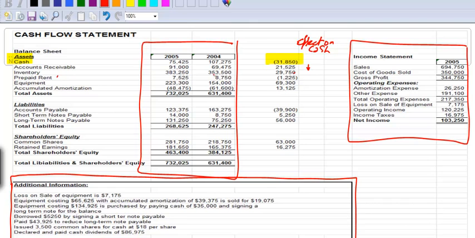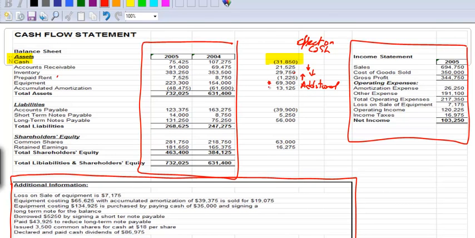Inventory, it went from 353,000 to 383,000. It also went up. So it means that my cash went down. It has the opposite effect. Prepaid expense, indirectly, it's going to affect cash. This went down, so our cash is going up. Now, all these current assets and liability accounts are going to be used in my operating activities. Now, for equipment and accumulated amortization, I'm going to put additional information.